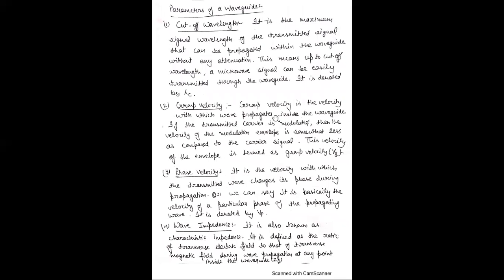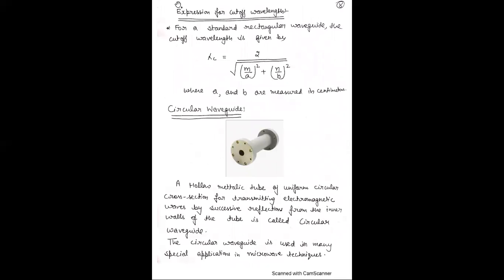This is all done. Now expression for cutoff wavelength. For a standard rectangular waveguide, the cutoff wavelength lambda c is equal to 2 divided by the square root of (m by a) squared plus (n by b) squared. a and b are measured in centimeters. These are the dimensions of the rectangular waveguide.